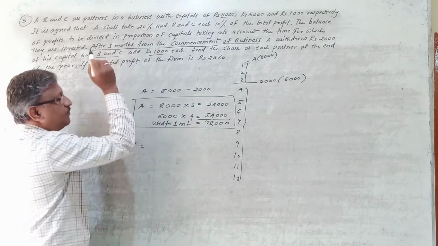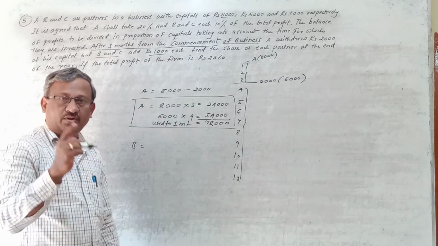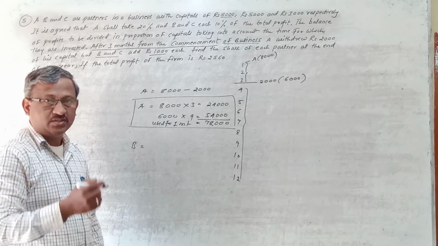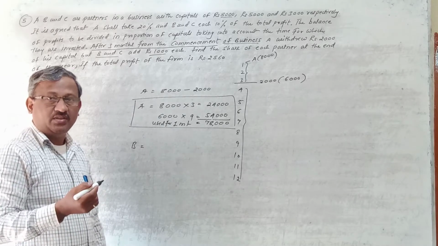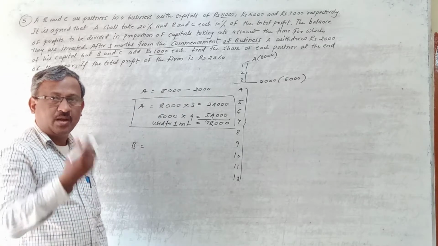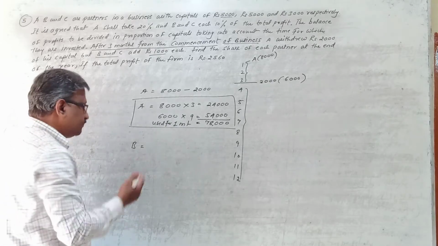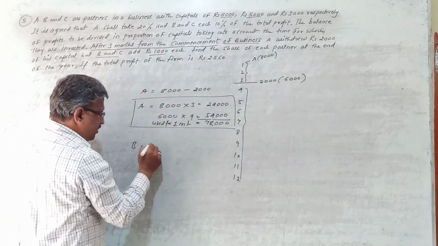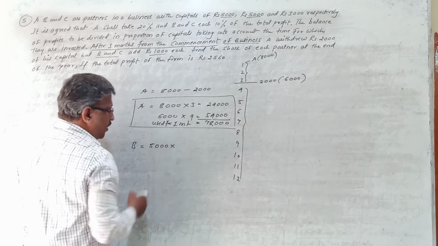After how many months? After 3 months only. So when A withdraws, at the same time B and C again invest 1,000 rupees into the business. And when they invest again, naturally their capital will increase, right? So what is B's capital given in the problem? It is 5,000.